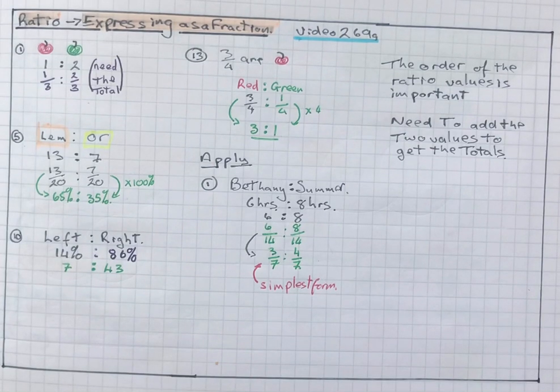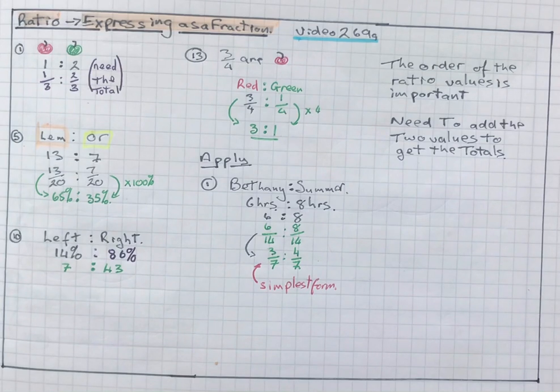Expressing a ratio as a fraction. If I look at some of the examples here, and I've done roughly every fifth one, the first one says there's one red apple and two green apples. In order to solve this problem, I need to know how many apples there are in total. If it's a splitting ratio of 1 to 2, that means there will be 3 apples in total, which means 1/3 of the apples will be red and 2/3 of the apples will be green.